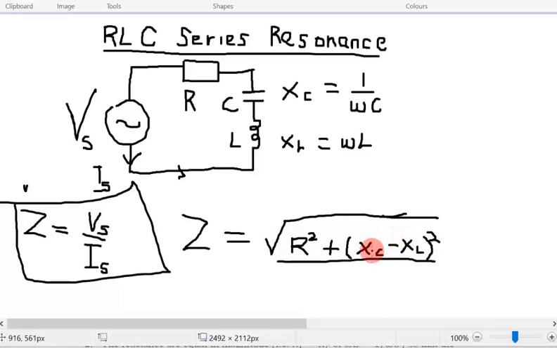Remember, the two reactances are opposing each other. So one subtracts from the other. Either you make it XL minus XC, or XC minus XL. It gives you the same thing. But remember, the square here will nullify any negative effect that comes out from this difference. Okay, so if you are able to compute this, you add it to the resistance squared, then you can find the square root that will give you the impedance.